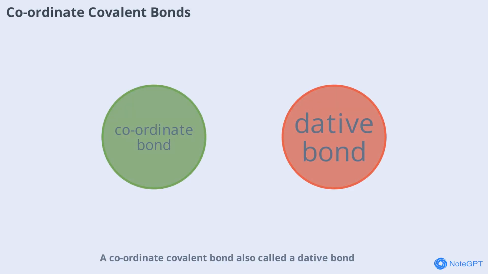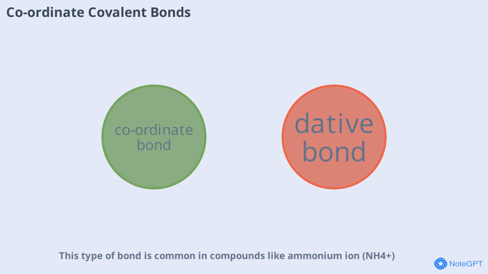A coordinate covalent bond, also called a dative bond, forms when one atom donates both electrons for a shared pair. This type of bond is common in compounds like the ammonium ion, NH4+. The donor atom provides a lone pair while the acceptor atom has an empty orbital. Coordinate bonds are important in complex ions and biological molecules.